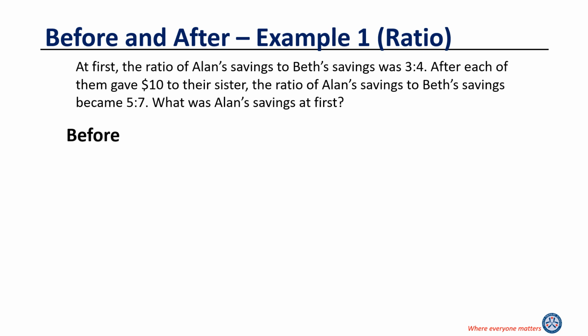For the before situation, the ratio of Alan's savings to Beth's savings was 3 to 4. This means that Alan had 3 units, Beth had 4 units, and the difference between their savings is 4 units minus 3 units, which is 1 unit. Let's first write down the ratio for the before situation. The ratio of Alan's savings to Beth's savings to the difference between their savings is 3 to 4 to 1.